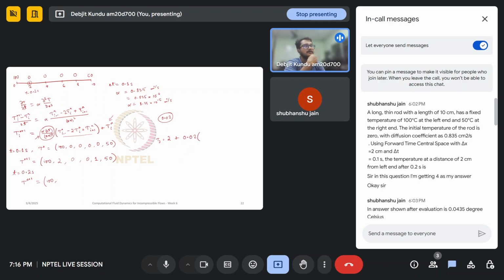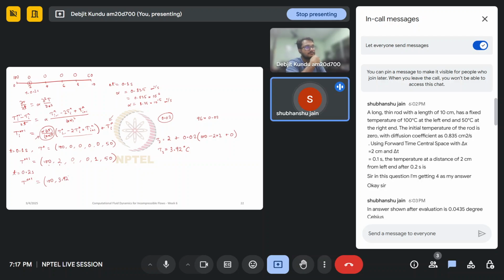And in between, I will have to take these three things. So basically, I have 100 on one side minus 2 into 2 plus 0. So basically 100 minus 4 gives me 96. So 96 into 0.02, how much is that? It should be close to 4. So how much? 3.92. Yeah, that's what should be the answer.